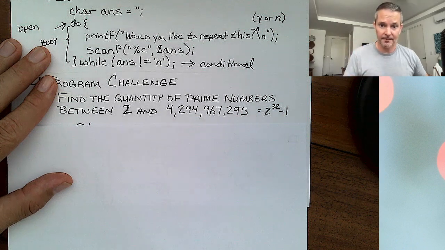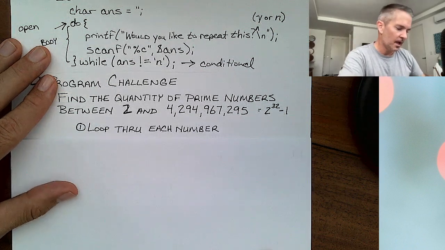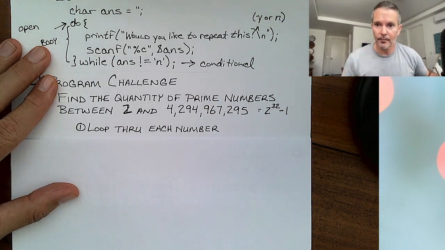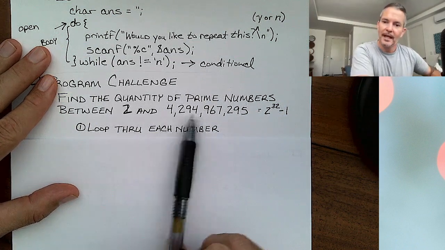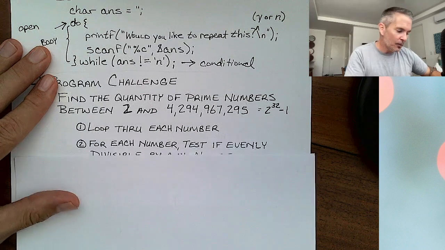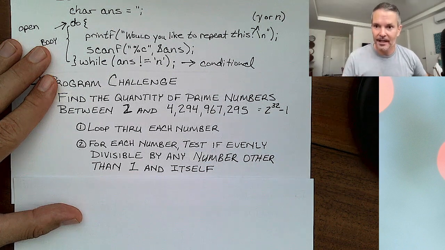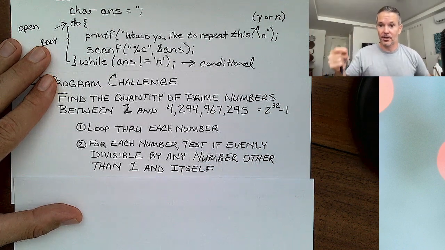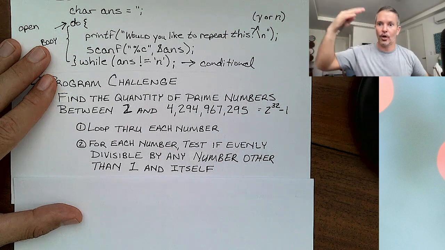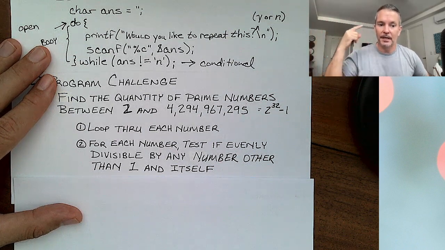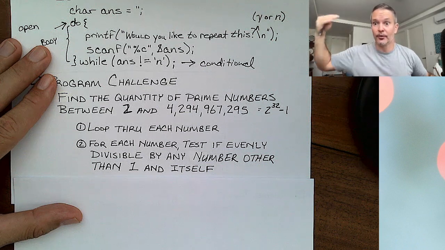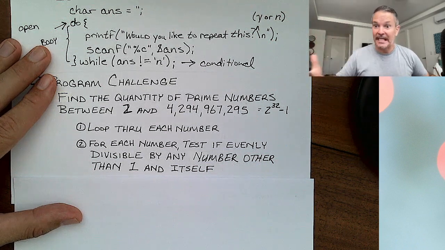You get the idea. So what we're going to do is write a program where we loop through all of the numbers between 2 and 4 billion. And then for each number, we need to test, is it evenly divisible by any other number except 1 and itself? So the way we're going to do this is we're going to create a loop that will walk through all 4 billion numbers, and then for each number, we'll create another loop that will test to see, is there any number that will divide into this number?